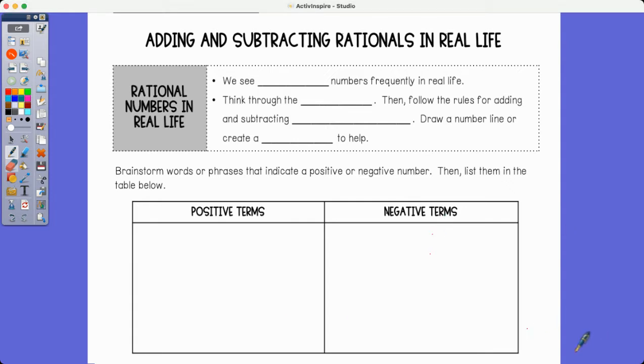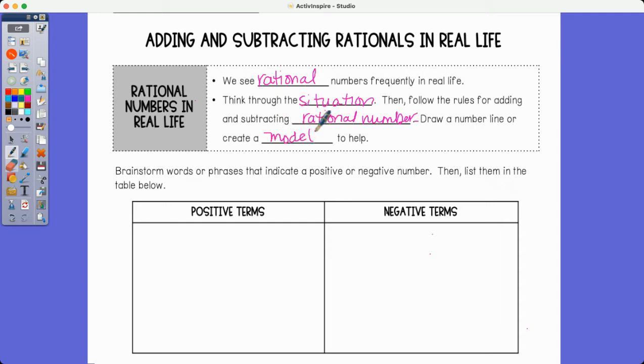So we see rational numbers frequently in real life. Where do you guys think we see them? We're going to think through the situation, then follow the rules for adding and subtracting rational numbers, which are the same rules as adding and subtracting integers. Draw a number line or create a model to help.